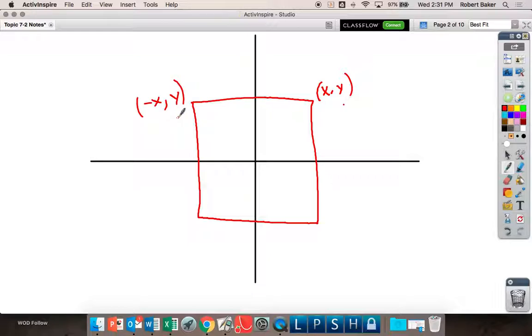So how do you get here? This is still negative x to the left, the same distance. But instead of going up y, I want to go down y. And what about in the fourth quadrant over there? X, negative y. That's still 1 x to the right, and then 1 y down. That kind of makes sense?